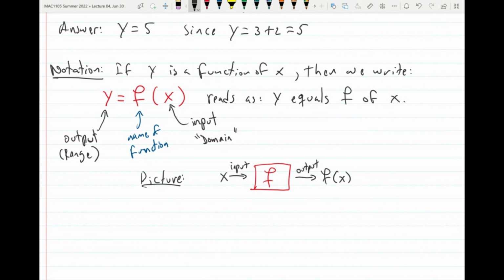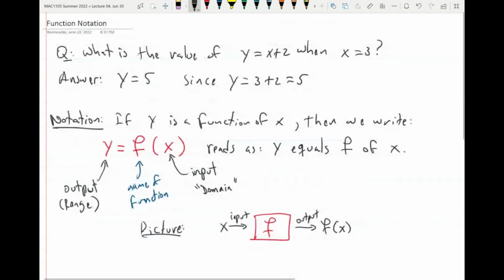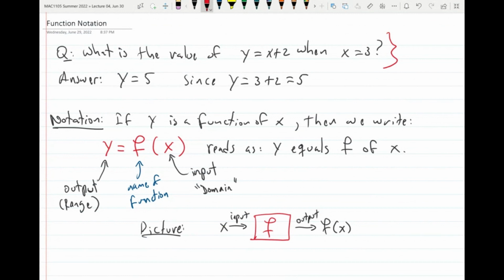All right. So the point is that inside the parentheses you put the stuff that you are allowed to plug in, so the domain, and the result is what we call the range. So we can easily ask this question now by asking, first of all, it's understood that y equals f of x. In other words, it's equal to x plus 2. And the question that we are asking is, what is f of 3?